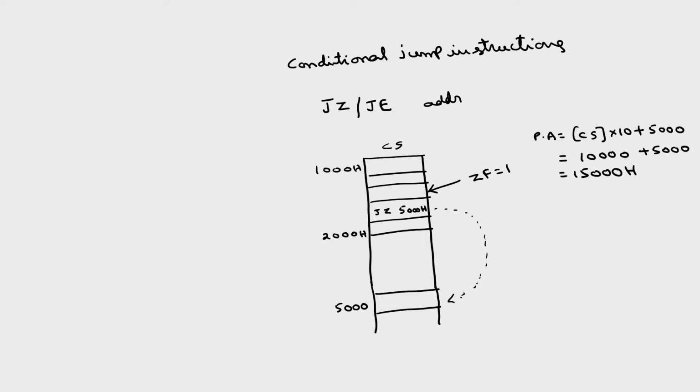Similarly, the opposite of this one is jump not zero, or jump not equal, address. This is the reverse. If the zero flag is reset, then the microprocessor control will go to the address specified in the instruction, otherwise it will skip the instruction and the control will go to the next instruction. These are the two conditional jump instructions related to the zero flag.